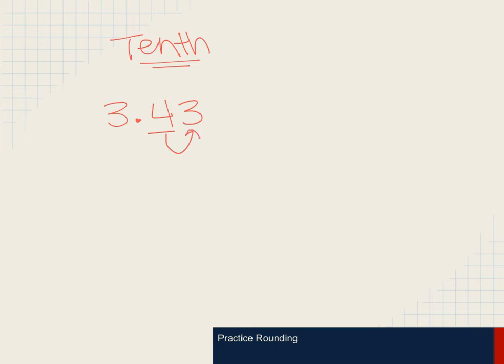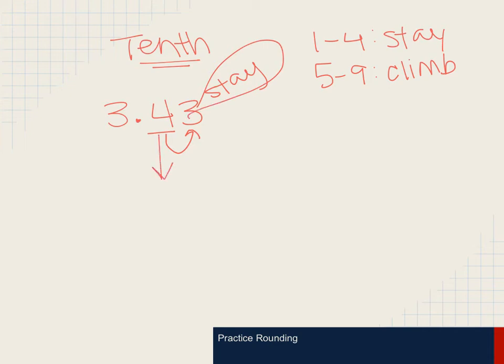Since it's the bossy neighbor next door to the right that tells you what to do, we're actually going to look at 3. Remember, 1 through 4 stay on the floor. 5 through 9 climb the vine. Stay on the floor means the number stays the same. 5 through 9 means the number goes up. Since 3 falls between 1 and 4, the 3 is going to tell the 4 to stay. So the 4 stays a 4. Everything to the right falls off. Everything to the left stays the same. 3 and 43 hundredths rounded to the nearest tenth is 3 and 4 tenths.